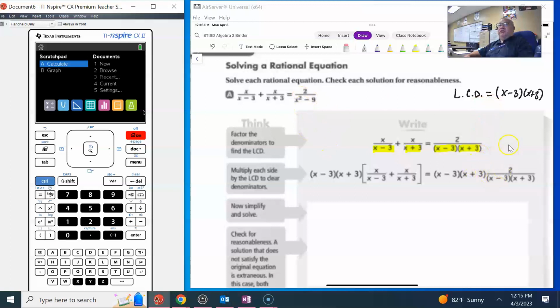So what we're going to do is multiply both sides of the equation times x minus 3 times x plus 3. You notice that when we simplify, x minus 3 divided by x minus 3, that's 1. X plus 3 divided by x plus 3, that's 1. So on the right-hand side of the equation, we're left with 2.